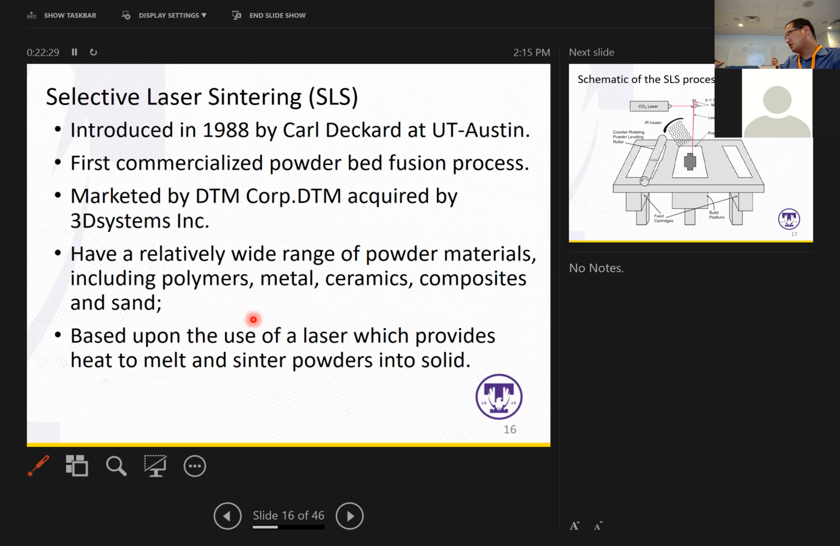This process is based upon the use of a laser, which provides heat to melt and sinter powders into solid. Based on how much power is used, you could fully melt the powder or just do a sintering of the powder. But it's quite similar.